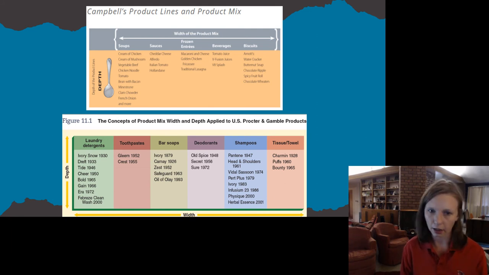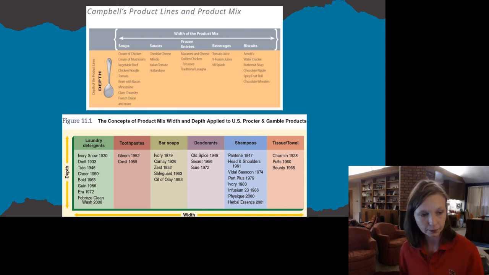And just as an additional example, we have Procter & Gamble has a product line of laundry detergents. Product item would be Ivory Snow 1930 or Zest 1952. So we have the different lines, laundry detergents, toothpaste, bar soaps, so on. The number of lines is the width, and then how many items are in each line is the depth.